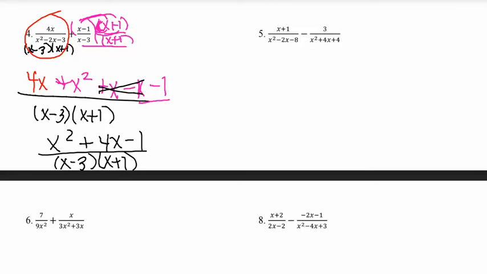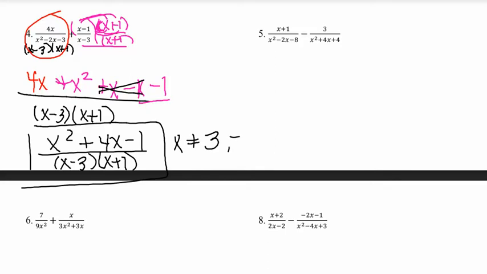So if I take a look, if I were to try to factor the numerator, are there any factors of negative 1 that make 4? No. So I'm done. Now if I do my domain restrictions, x is not allowed to be 3 or negative 1.